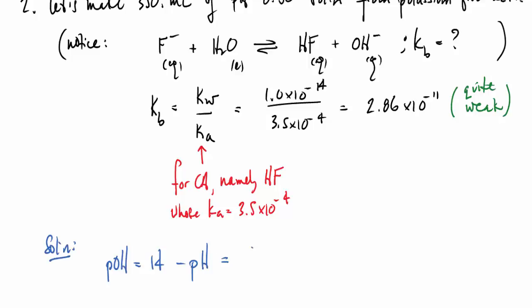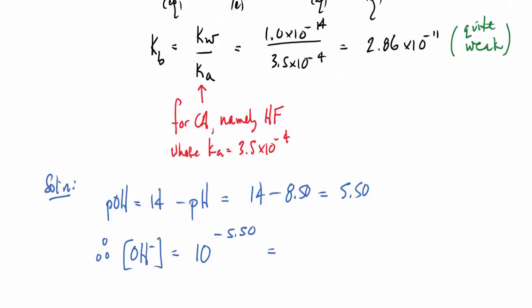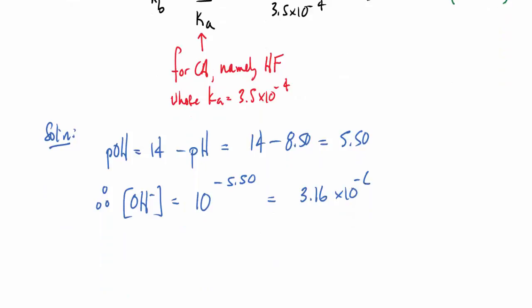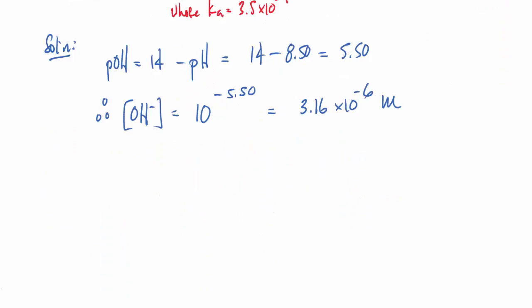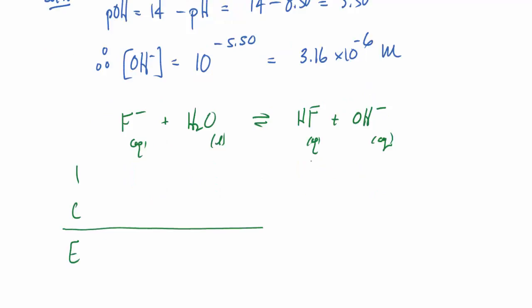Anyway, here's our solution. We'll need the pOH equal to 14 minus the pH, so that's 14 minus 8.5, we get 5.5 here. And the hydroxide ion concentration from this will be 10 to the minus 5.50, which is, if you calculate, 3.16 × 10^-6 molar. Now this is a weak base, so it's coming from an equilibrium system, and we'll use an ICE table to calculate that. Here again is our equilibrium reaction, and here we have the ICE table.